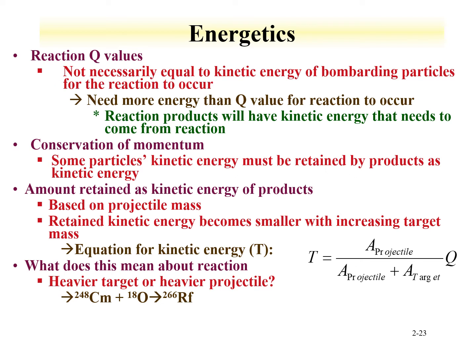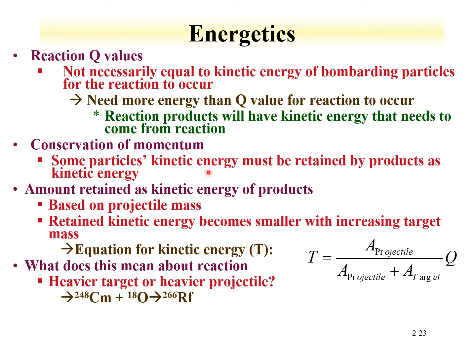The Q value, as we'll see, is a center of mass quantity, and we need to convert this to the laboratory frame. This is due to the fact that there's conservation of momentum. The particle kinetic energy must be retained as products' kinetic energy. So in other words, all the energy of the system that's defined by the Q value is not necessarily available just for the reaction. Some has to go into moving the resulting products.